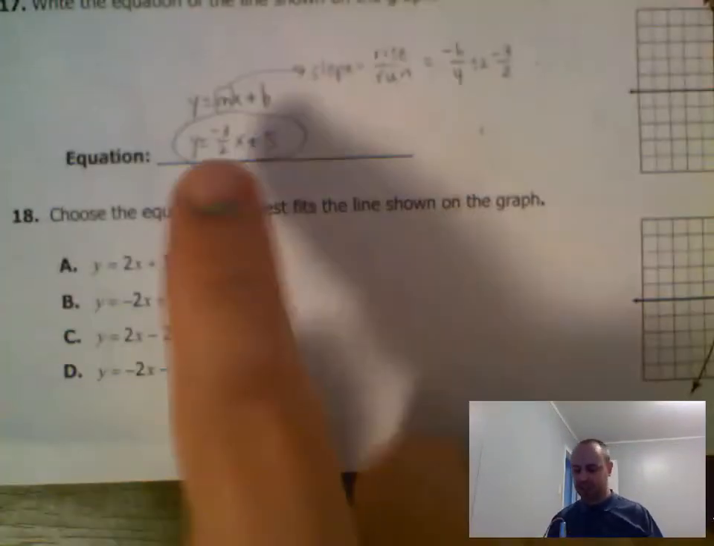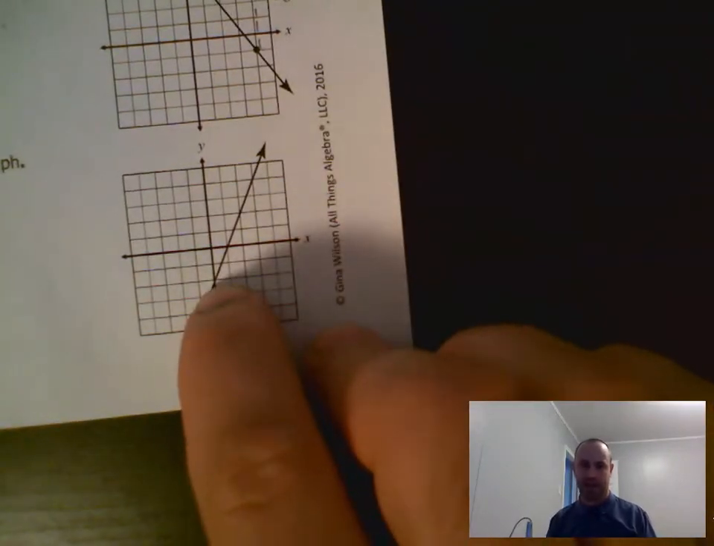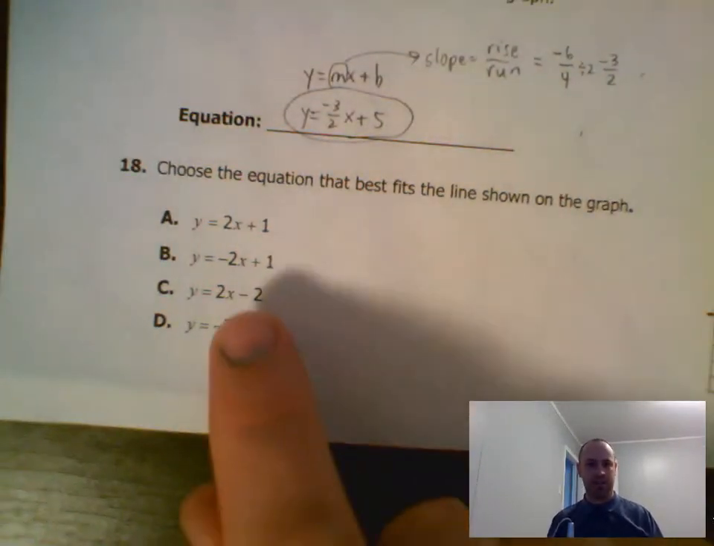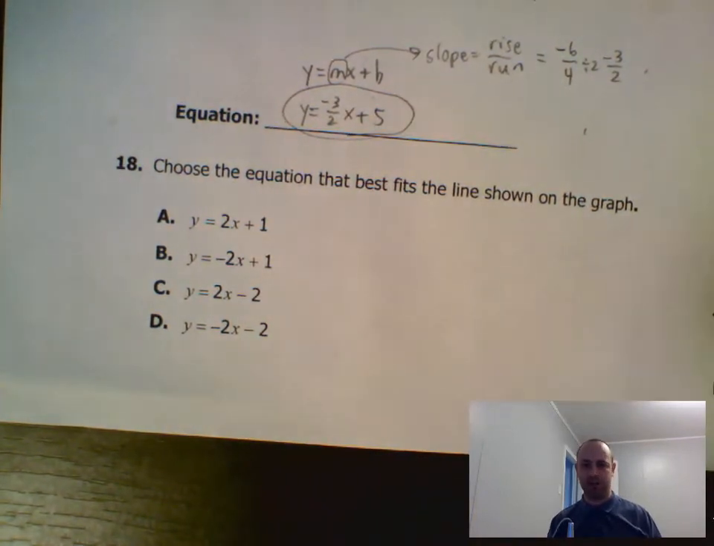18 is just the same thing as 17. It's just you have choices, right? So right off the bat, you know it crosses at -2. So right off the bat, you know it's either C or D. All right, and then you just go from there. But show some work for that one.